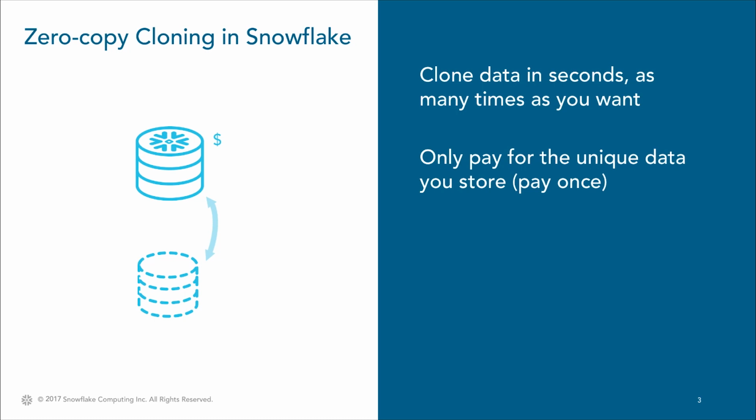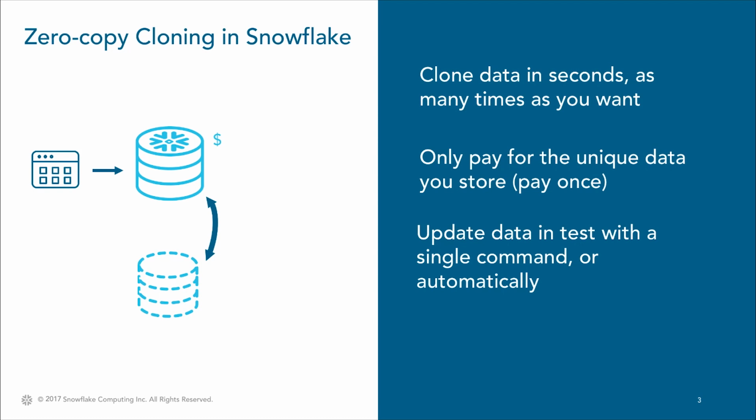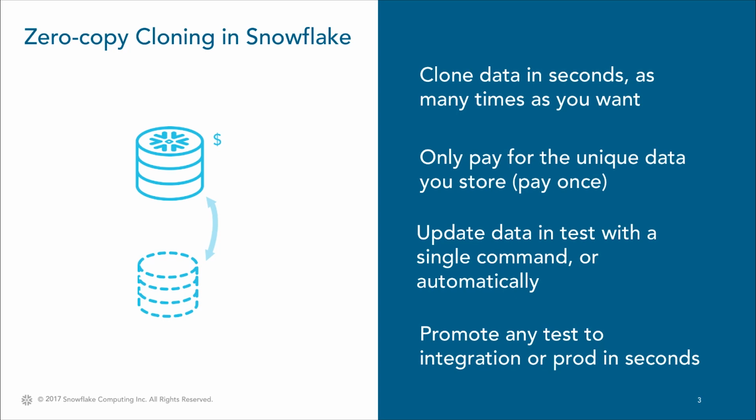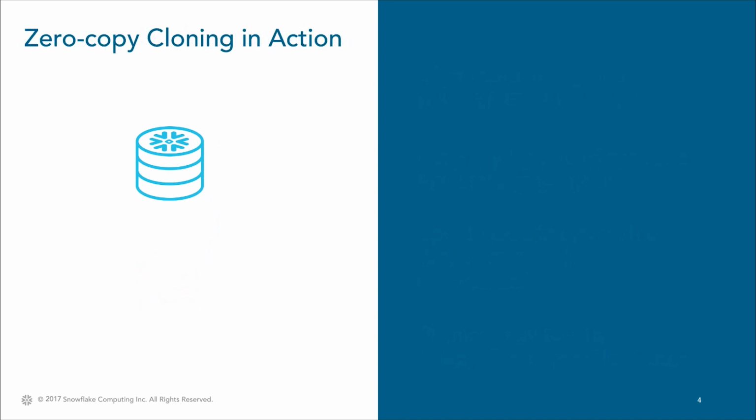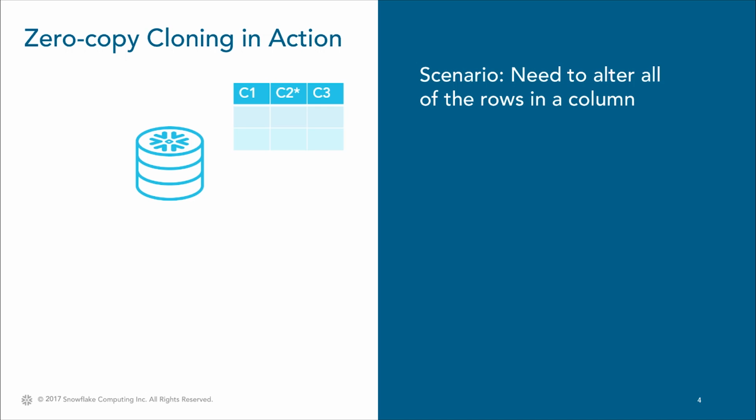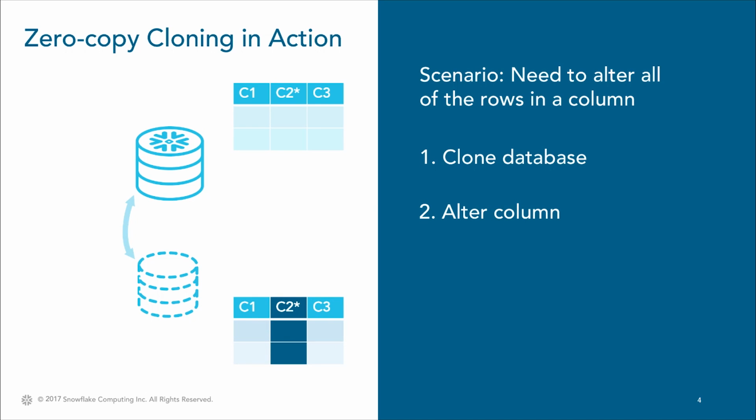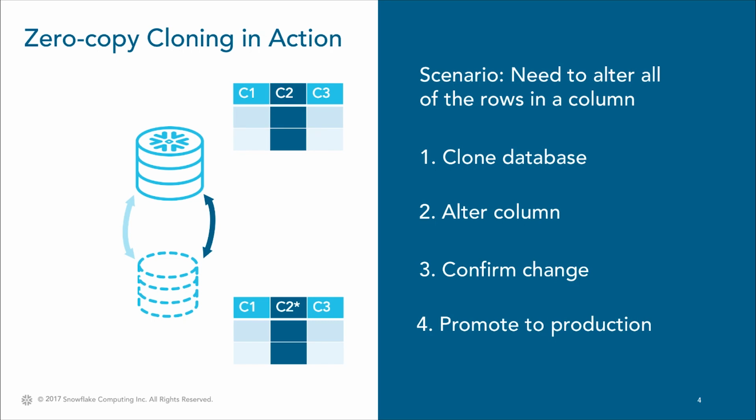Snowflake zero-copy cloning has other benefits. For instance, updating your clone database or promoting changes you made to production are just as easy as cloning again. Let's see this in action. Today, we're going to go through a simple but plausible real-life scenario. We just found out that the price column in our production database was inflated by 25% due to an error on load. To fix this, we'll create a clone of the database to give us a safe place to perform the change and test it. Then, we'll alter every row in the column to the correct value. After we test, we'll promote that change back up to the production database.